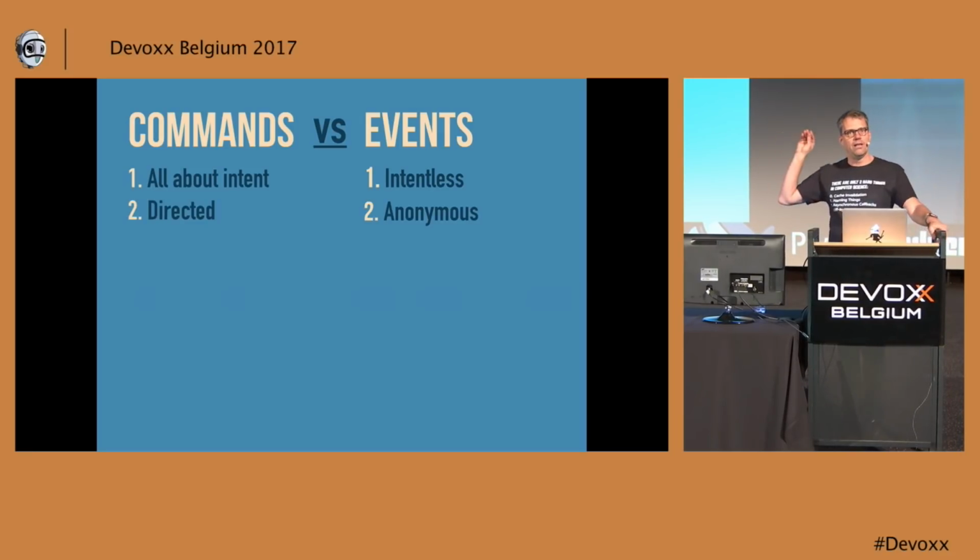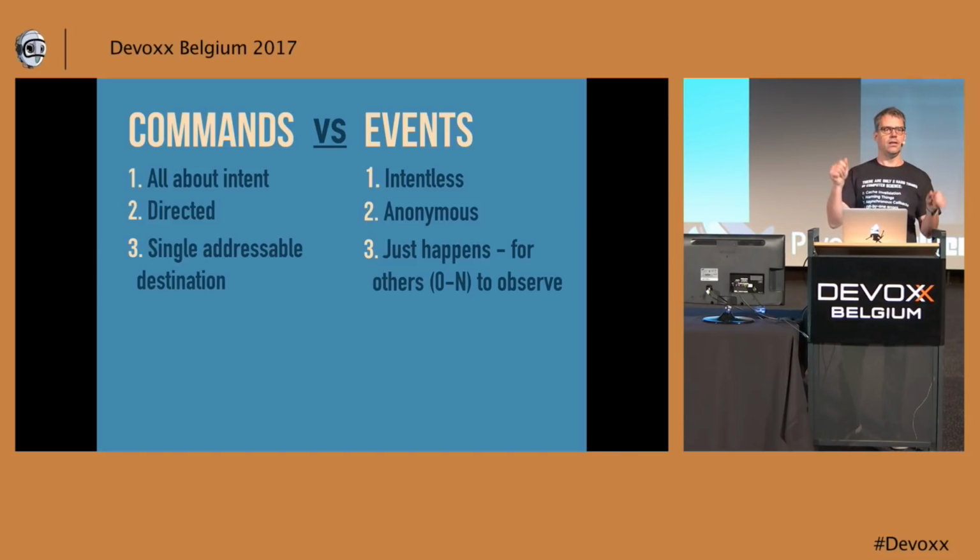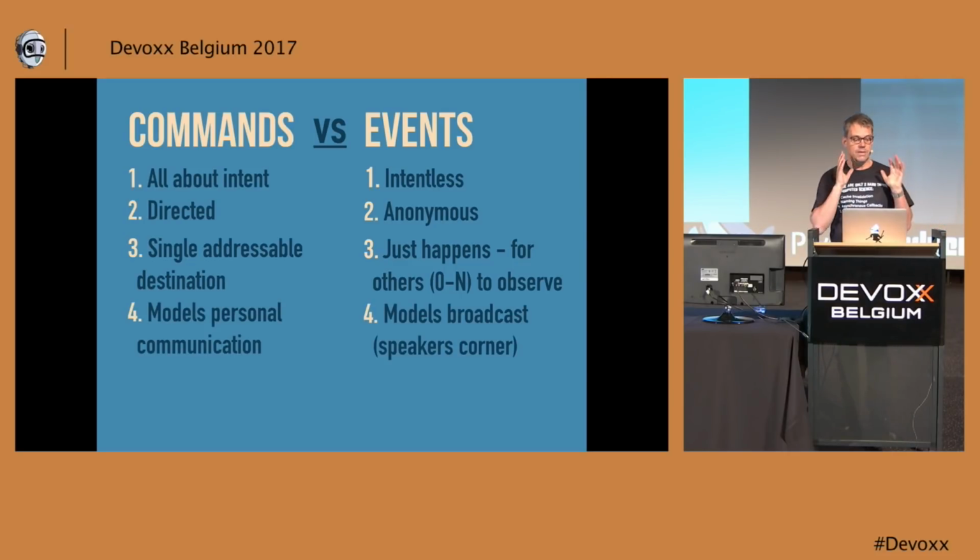Commands are directed, while events are anonymous. Commands have a single addressable destination, while events just happen for anyone to observe. Can be 0, can be 10, can be 100. It doesn't matter. This means that commands model personal one-to-one communication, while events model broadcast. Think Speaker's Corner, where you all shout out your views with a megaphone. So hopefully someone's listening to you.